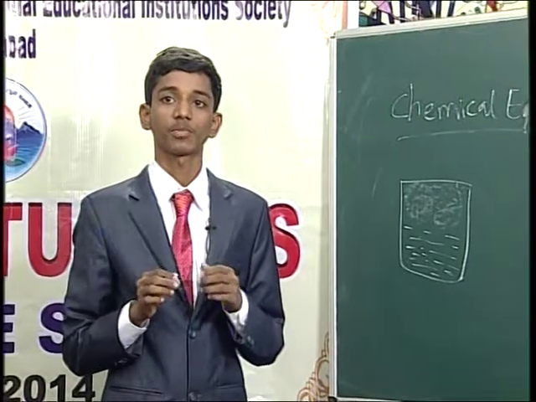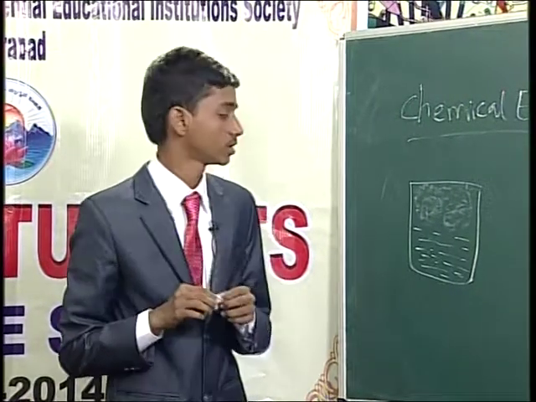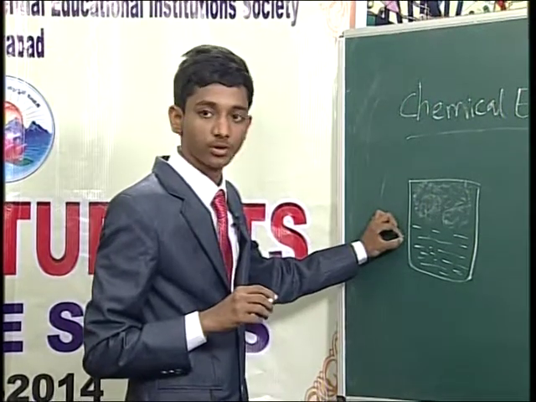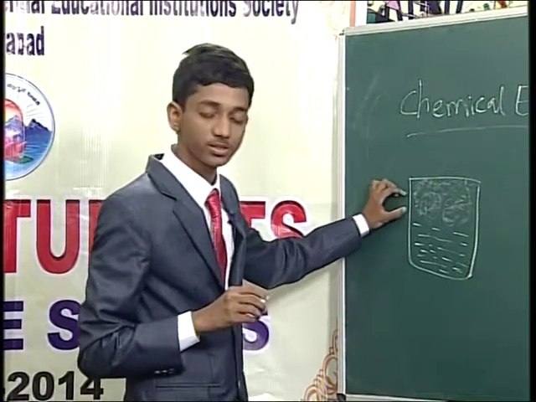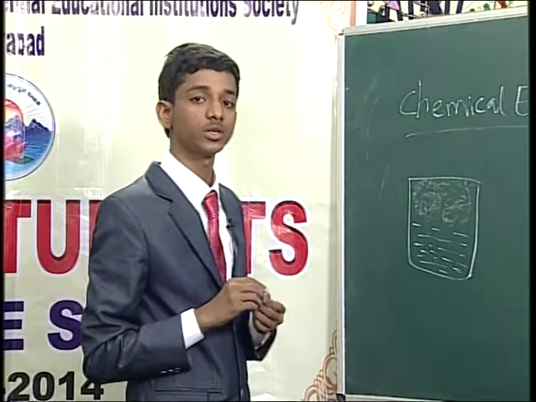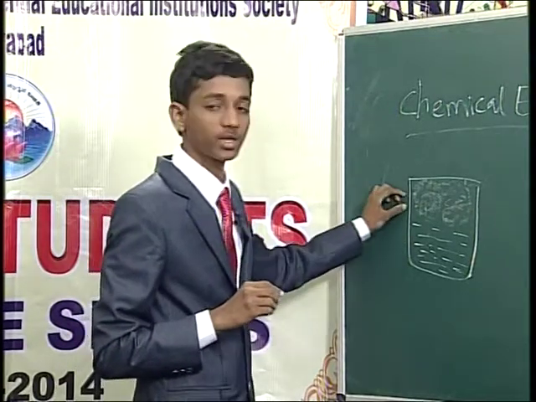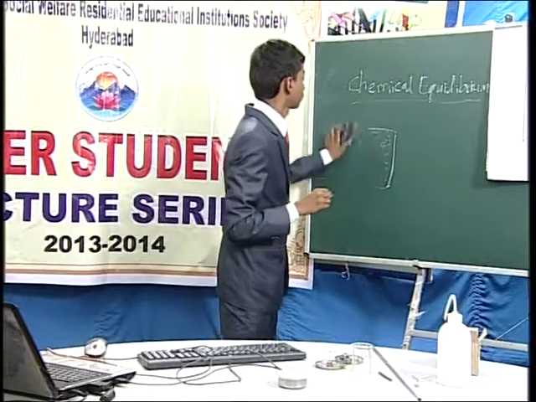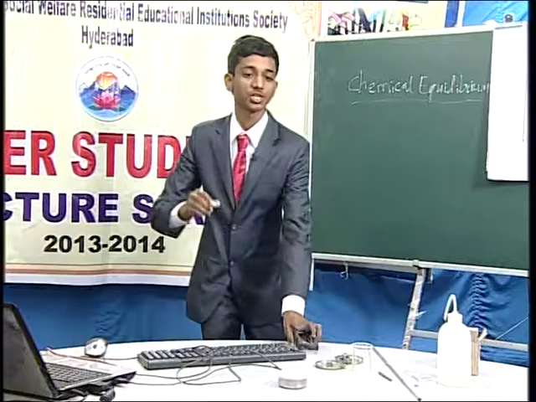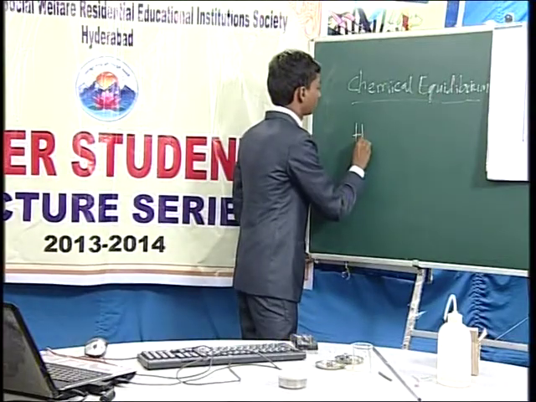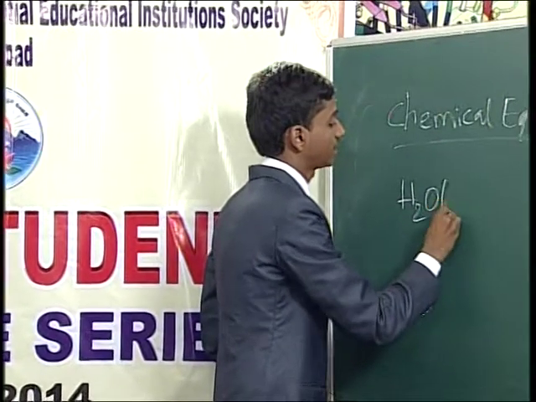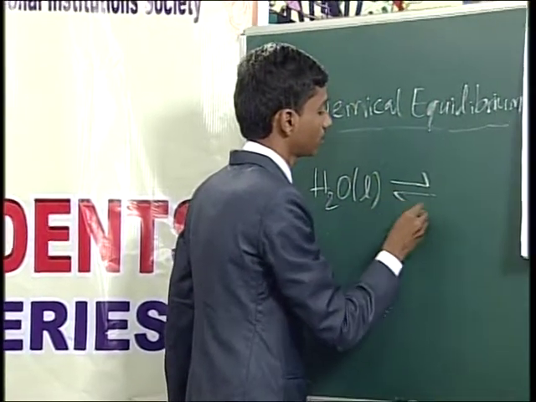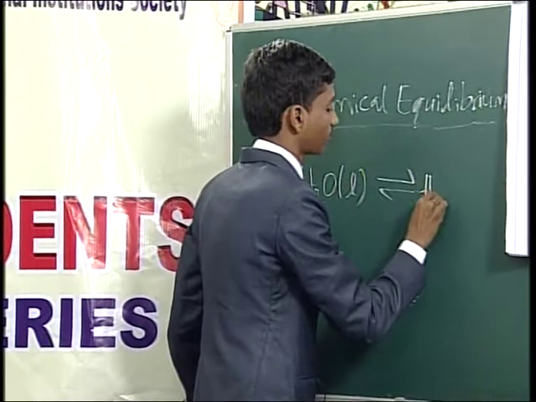This constant vapor pressure arises because there is an equilibrium: the number of molecules changing from the water state to the vapor phase is equal to the number of molecules returning from the vapor state to the water state. We can consider this in a reaction. H2O, firstly it is in liquid phase. Later when the reaction is happening, it converts into vapor phase.